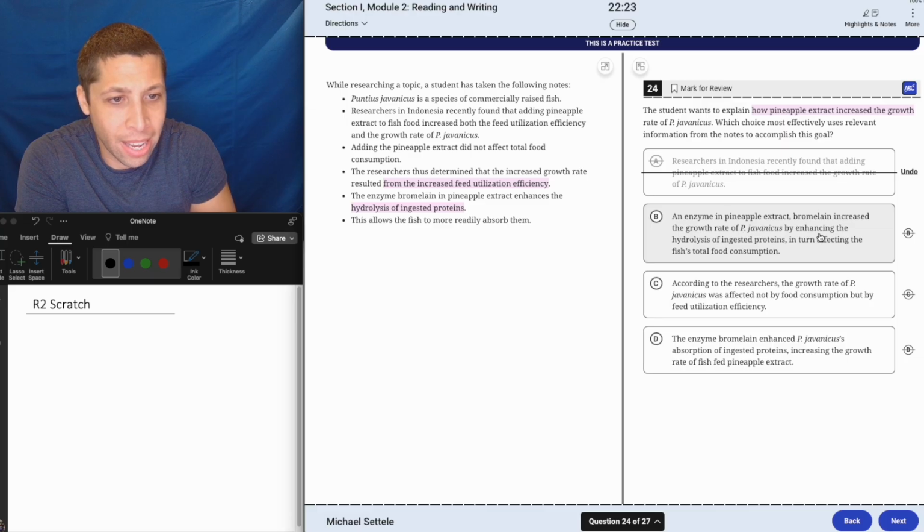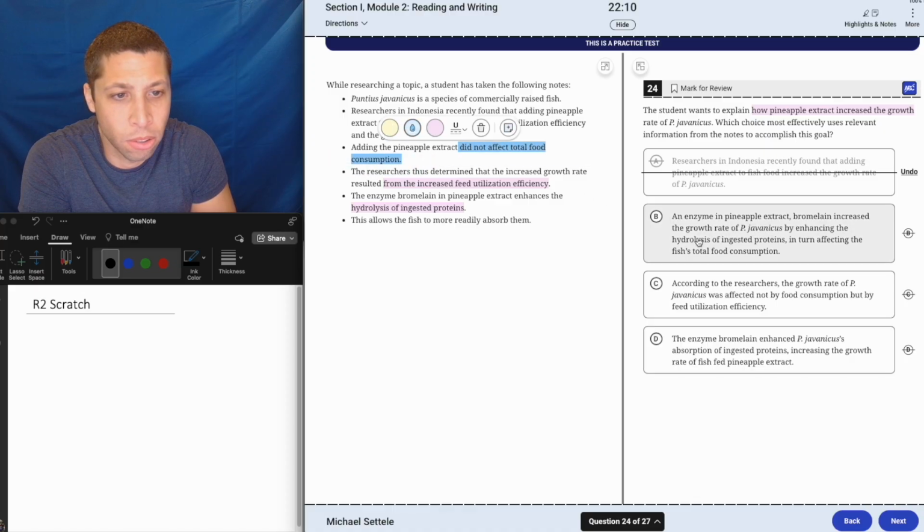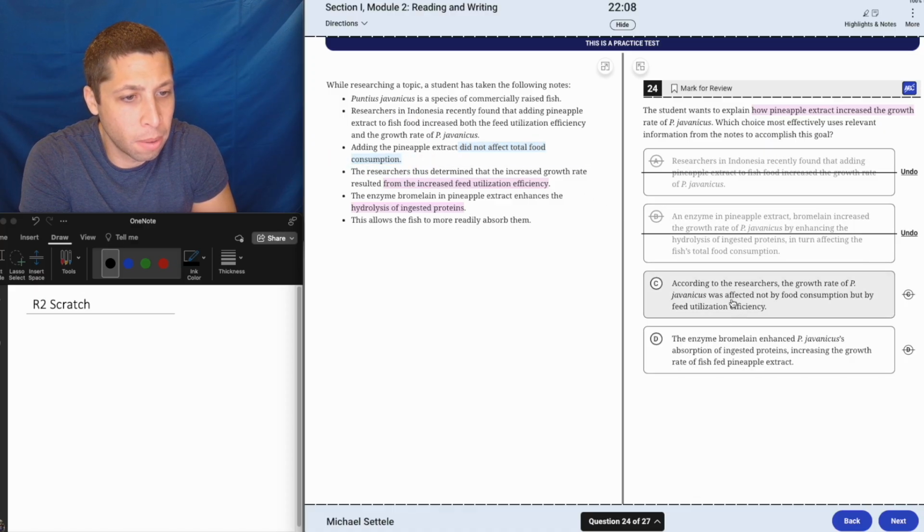Increase the growth rate by enhancing the hydrolysis of ingested proteins, in turn affecting the fish's total food consumption. No, it's saying it did not affect total food consumption, so this is just wrong. It's affected not by food consumption, but by feed utilization. Okay, this doesn't really say the how, though. The enzyme bromelain enhanced the absorption of ingested proteins. Yes.